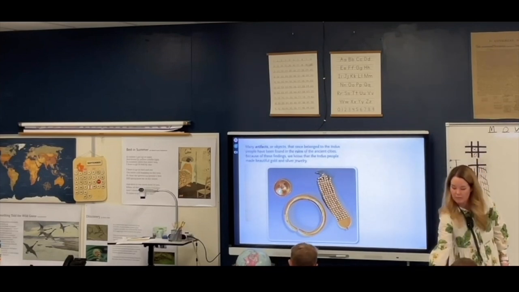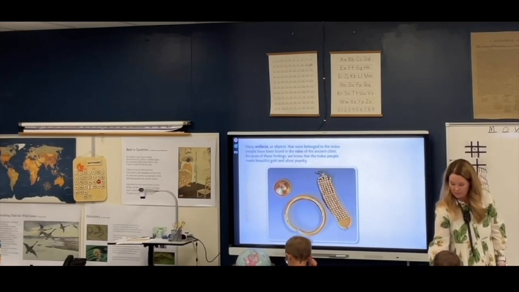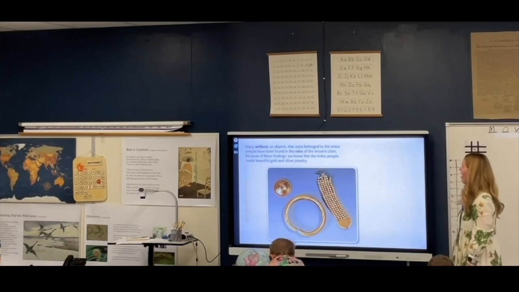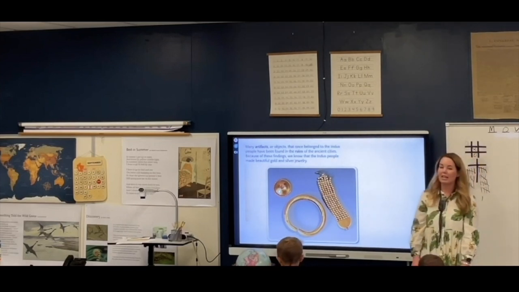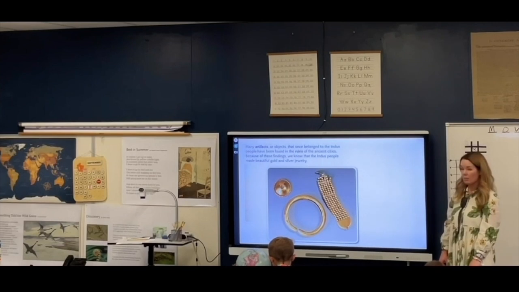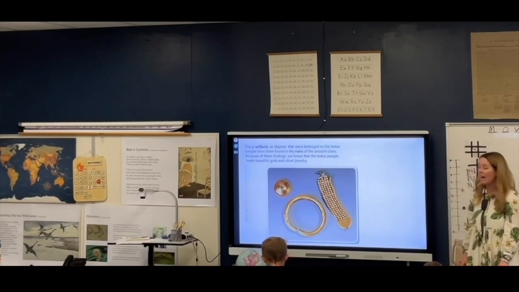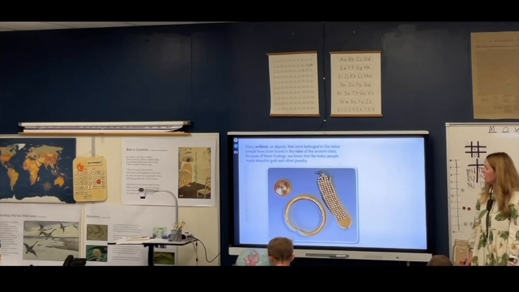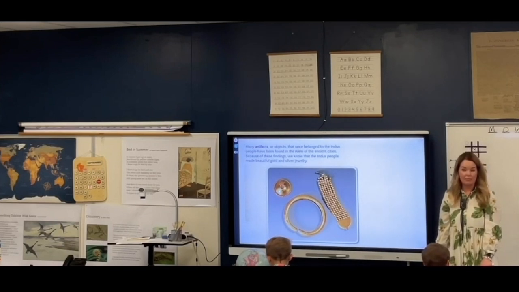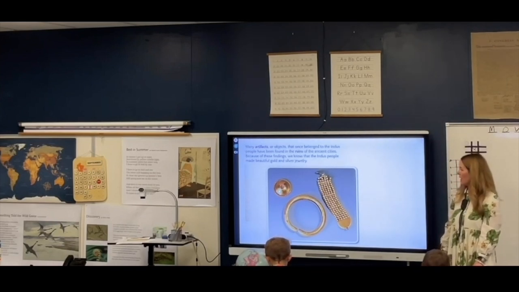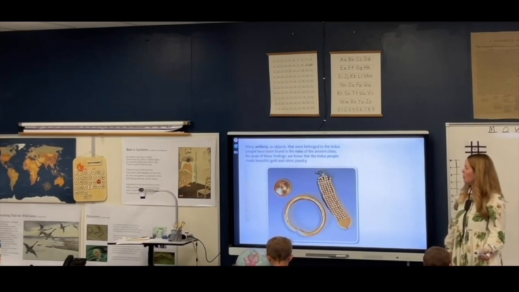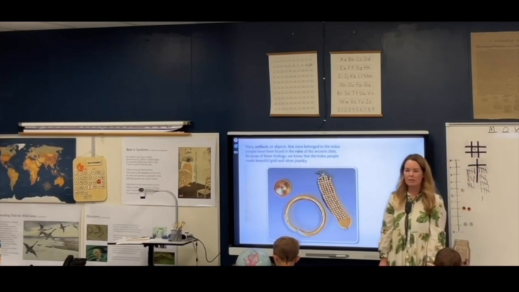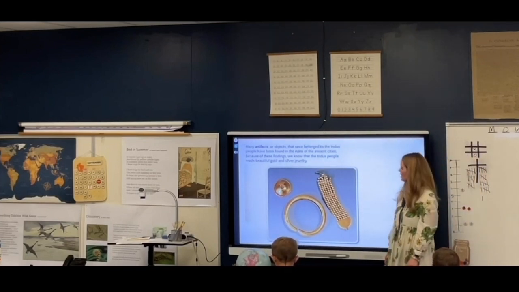Let's move on. Do you see this picture? Turn to the next page. Many artifacts, or objects that once belonged to the Indus people, have been found in the ruins of the ancient cities. Because of these findings, say that with me, findings, we know that the Indus people made beautiful gold and silver jewelry. What did they make? Beautiful gold and silver jewelry.